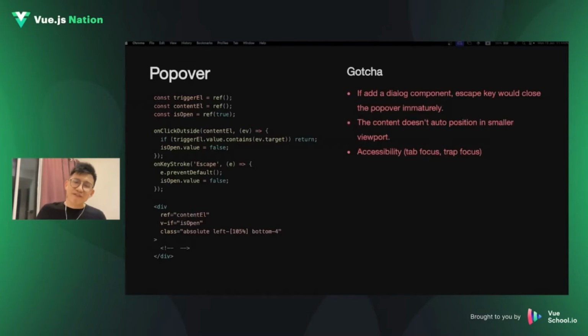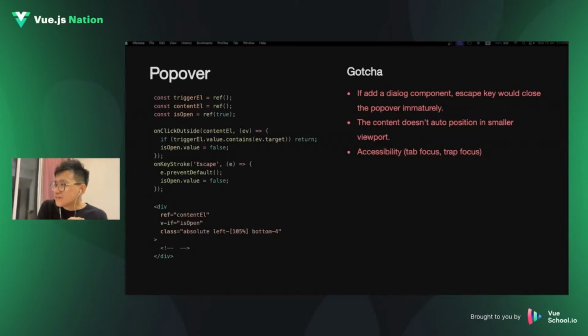However, there are a few gotchas. What if we have another overlay or a dialog component built on top of this popover? If we press the escape key, it will close this current popover prematurely. We don't want it to be closed. We want the topmost level to be closed.